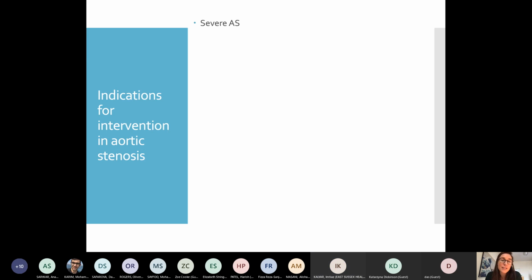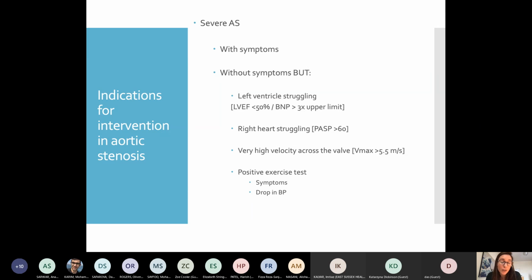Patients that have severe aortic stenosis with symptoms, or they don't have symptoms, but you're concerned the left ventricle is struggling. So either their ejection fraction is reduced on the echo, or their BNP is raised, or the right heart is struggling. And for those who are interested, you might recognise that pulmonary artery systolic pressure is one indicator of right heart functioning and pressures. Also very high velocities across the valve, and problems when they try to exercise. So either when they exercise, they get their symptoms, or their blood pressure falls.